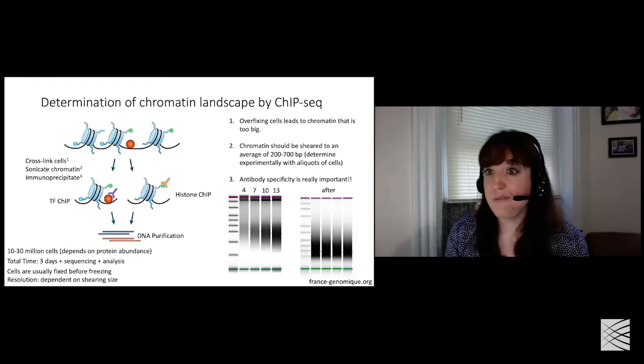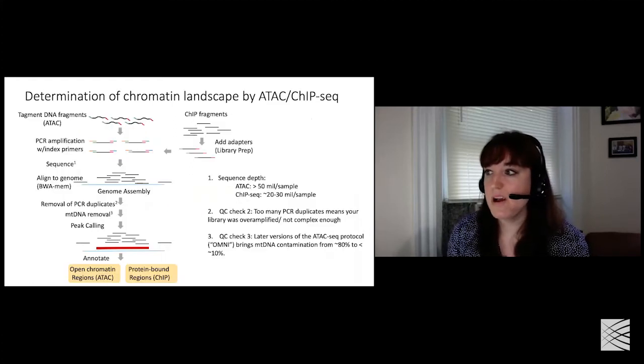So now you have your fragments, right? And you want to sequence them. But first you need to amplify them before you can sequence them. You can either take your ATAC fragments that have your adapters already ready, or your ChIP fragments and then add adapters via your library prep. You'll then PCR amplify these regions of DNA with index primers and then sequence.